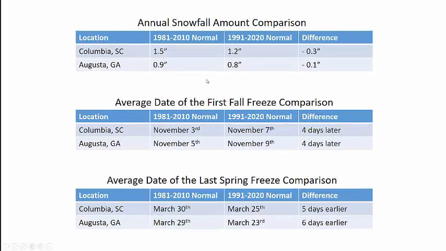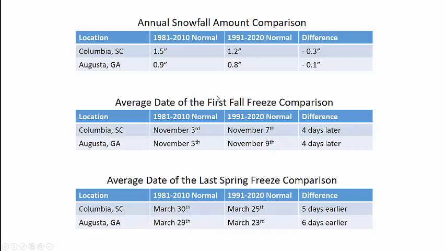In terms of annual snowfall amount, there was a slight downward trend as well. At Columbia, trending down from 1.5 inches down to 1.2 inches, and at Augusta, a slight decrease from an average of 0.9 inches per year down to 0.8 inches.